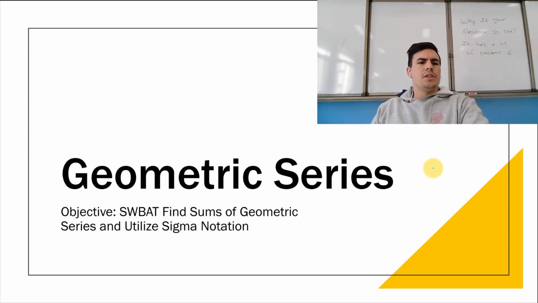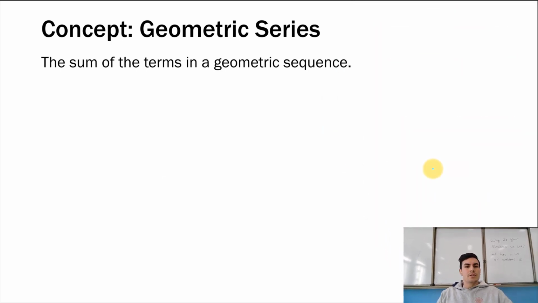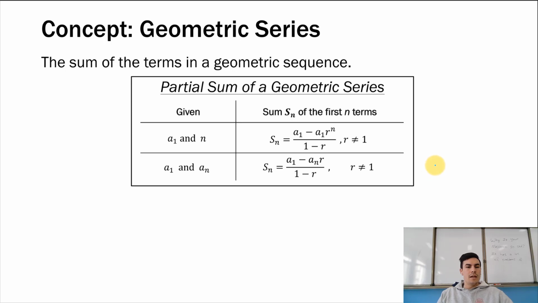First things first, what is a geometric series? Well, that's just when we take a look at the sum of the terms in a geometric sequence. Okay, and we have a couple of formulas for finding the partial sum of a geometric series, and it depends on what we're given. So each time we need to know the first term, and then we either need to know the nth term or the number of terms that we're adding up. This here would be the number of terms that we're adding up, and this one would be the nth term.